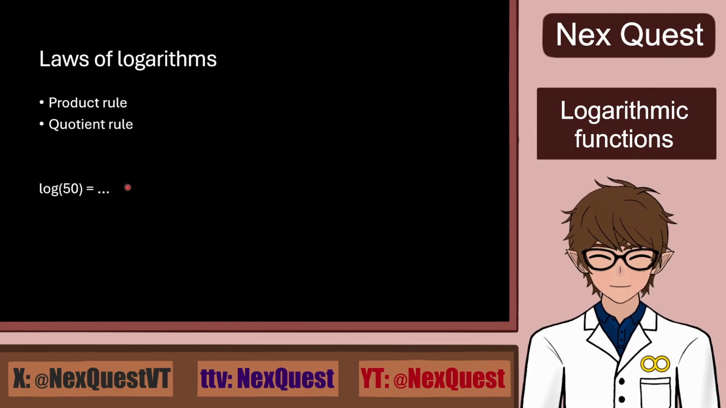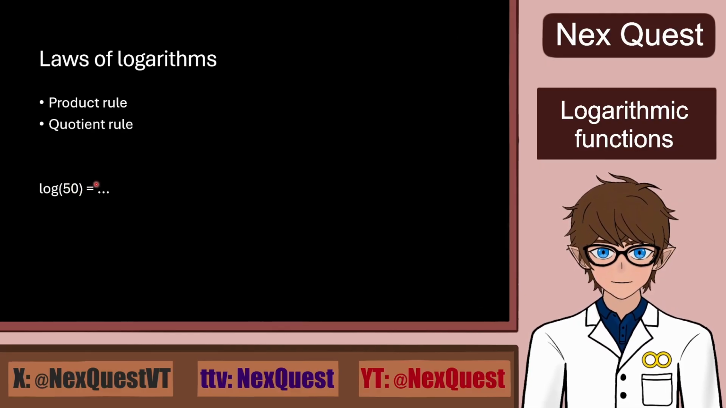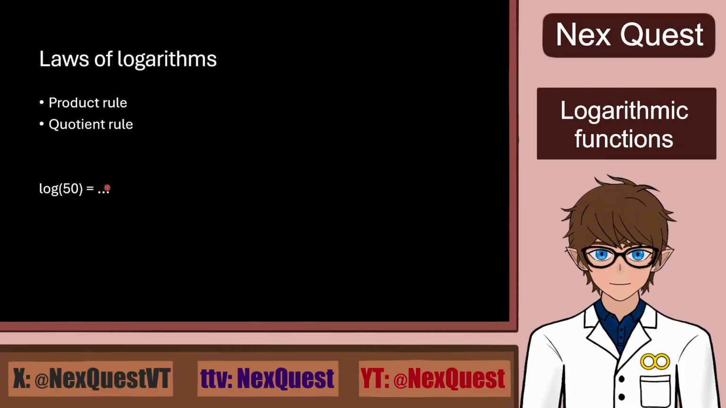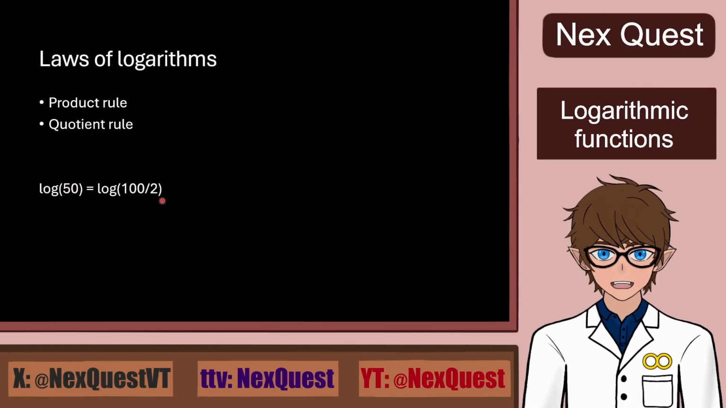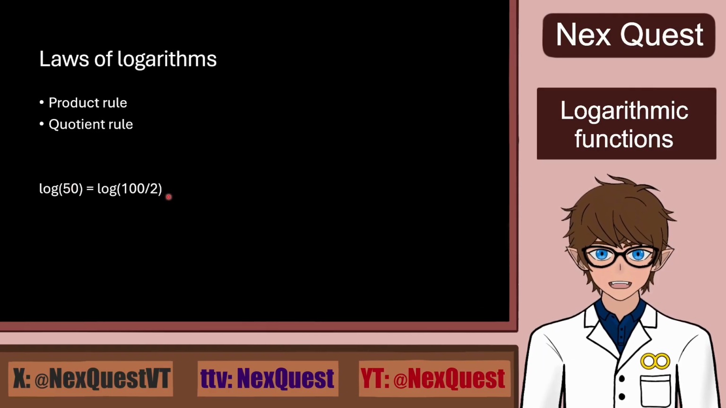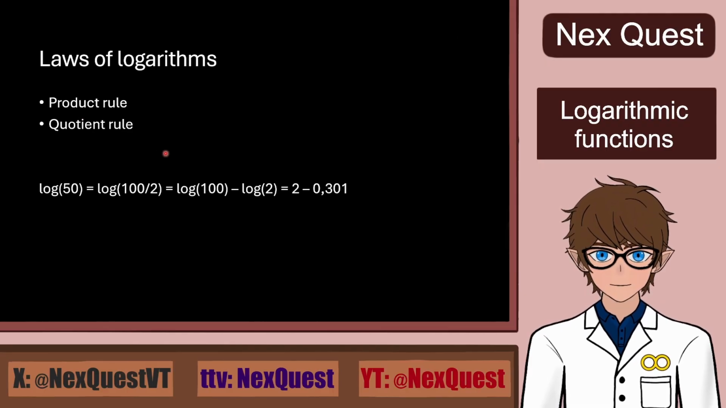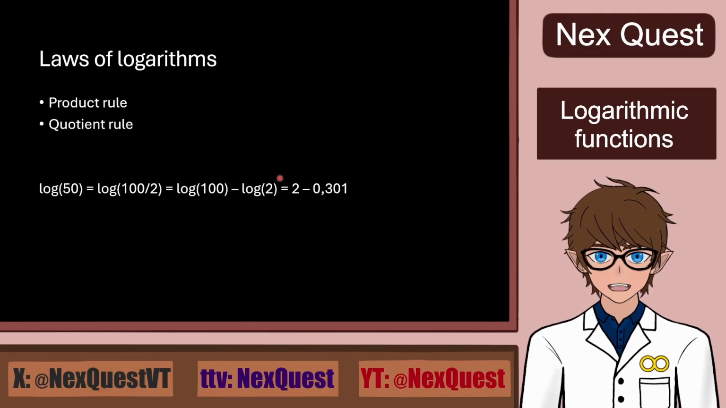But yes, second rule applies. If you want to know the approximate value of, let's say, the log of 50, we could rewrite this as the log of 100 divided by 2, or the log of 25 times 2, whatever you want. I'm gonna take the first. So, log of 100 divided by 2. So, using the second rule, we get log of 100 minus log of 2.